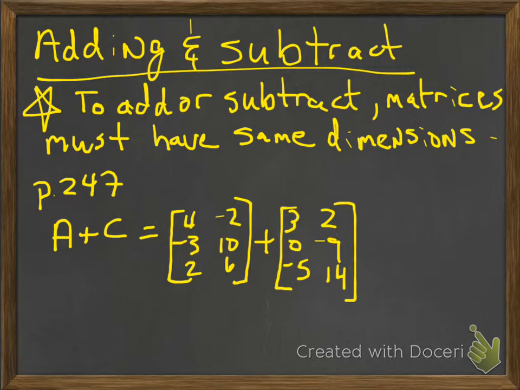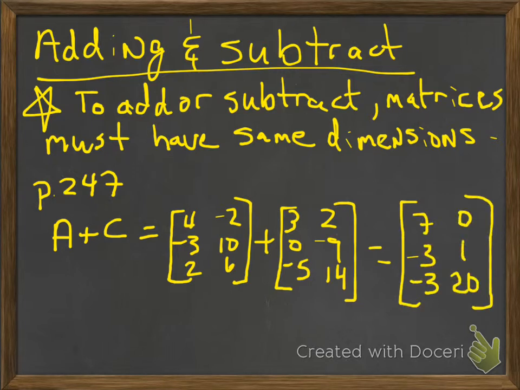So what's 4 plus 3? 7. What's -3 plus 0? -3. 2 plus a -5? -3. -2 plus 2? 0. 10 plus -9? 1. And 6 plus 14? 20? Yep, there you go.